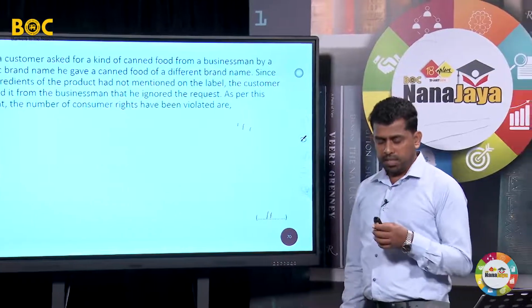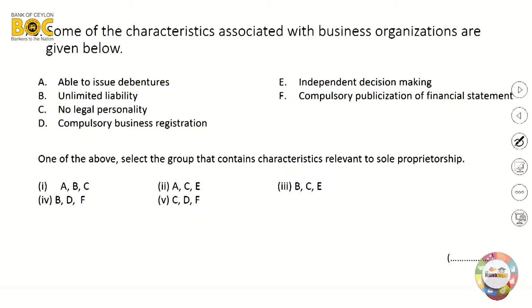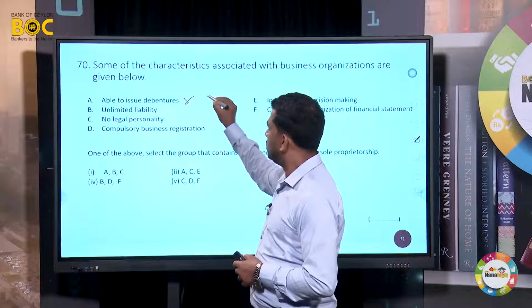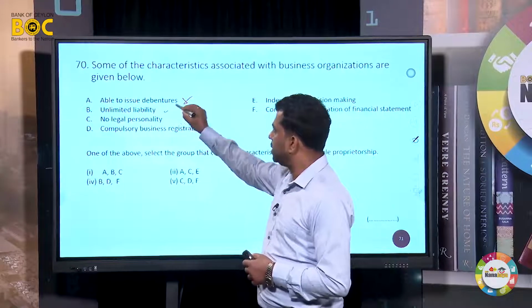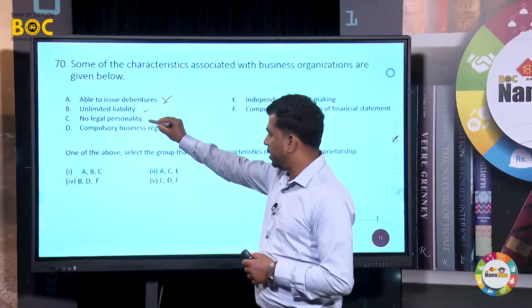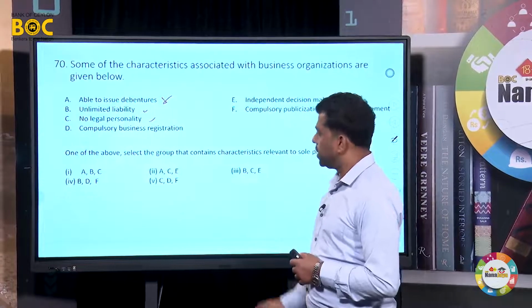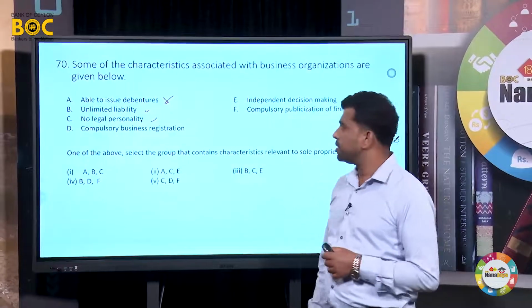Question number 70. Some of the characteristics associated with business organizations are given below. Out of the above, select the group that contains characteristics relevant to sole proprietorship. We have to select the characteristics of sole proprietorship businesses. Able to issue shares and debentures, wrong. Unlimited liability, correct. No legal personality, correct. Owner has to use his personal name for legal matters.